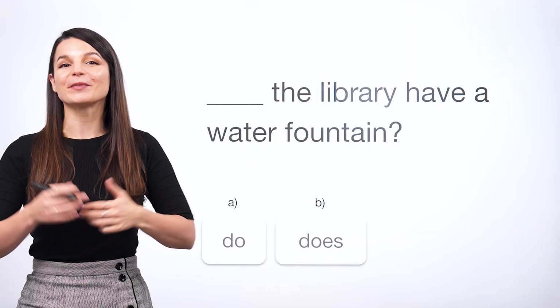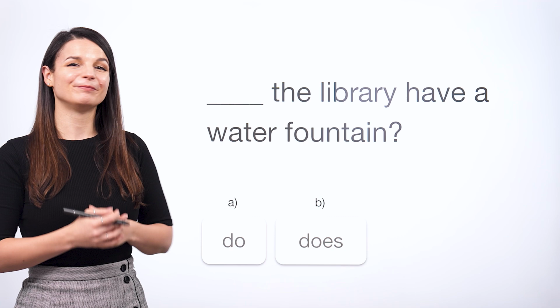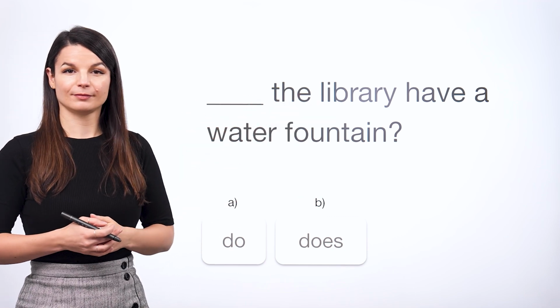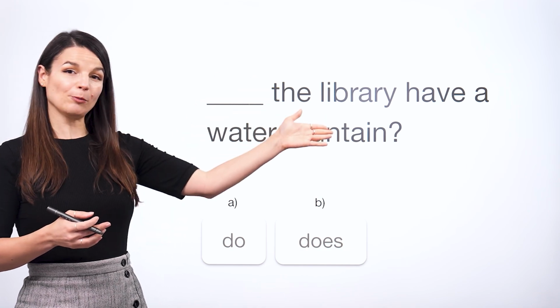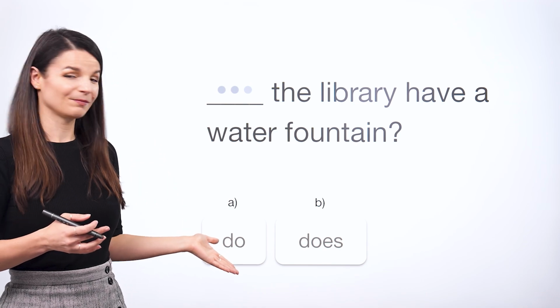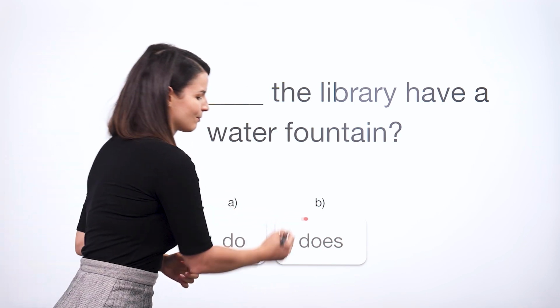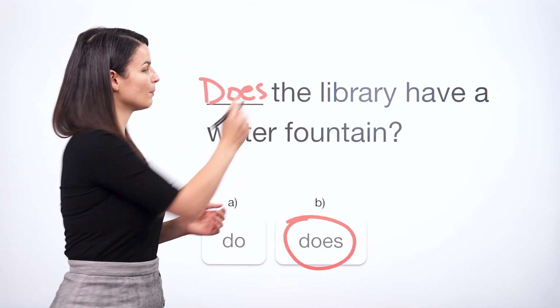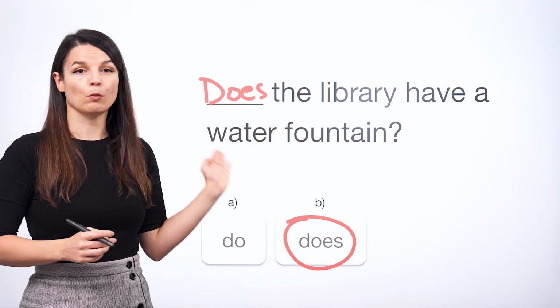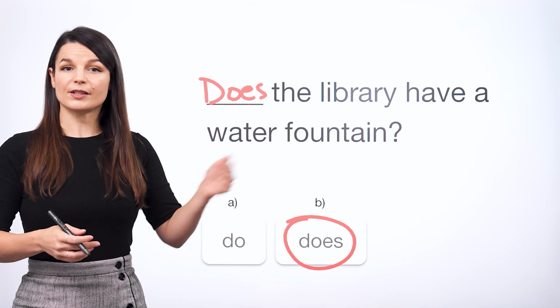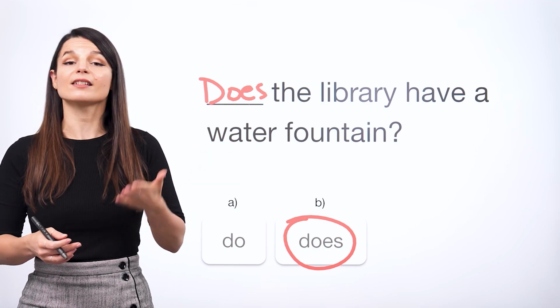Choose the best answer to complete the sentence. Ready? The library have a water fountain? Does. Does the library have a water fountain? Does is used here because the library is a singular noun, not a pronoun.